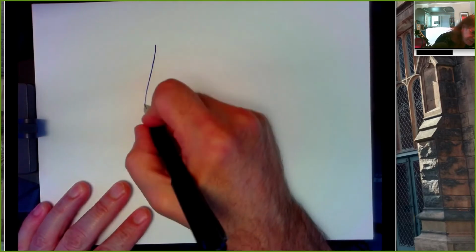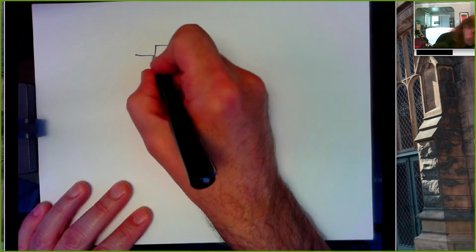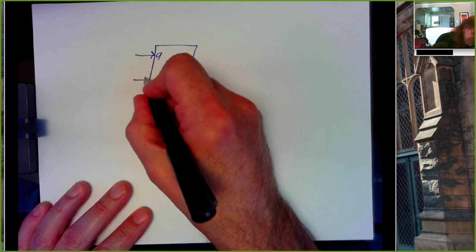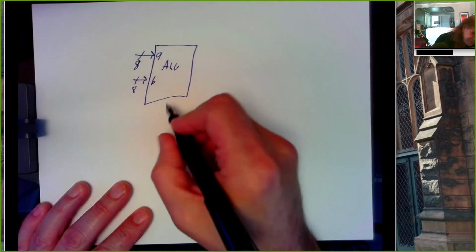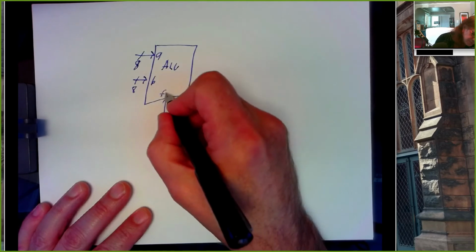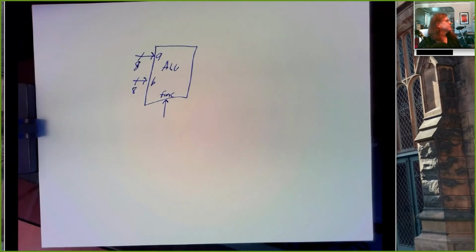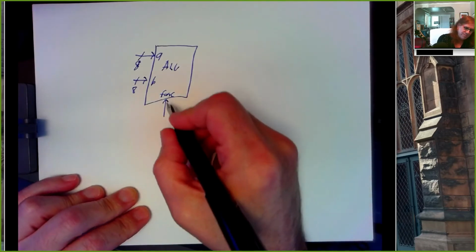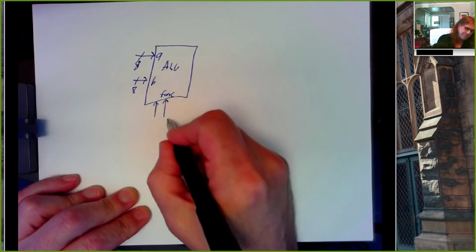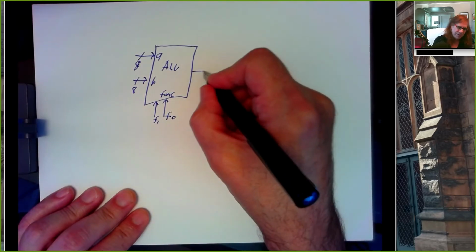And a general block diagram would look like this. So we have an input A and an input B, and those are both 8 bits wide. And then we have some kind of function select. So we're supposed to design an ALU which can add, subtract, and multiply two 8-bit numbers. So maybe we'll have F0 and F1. And then here's an output.